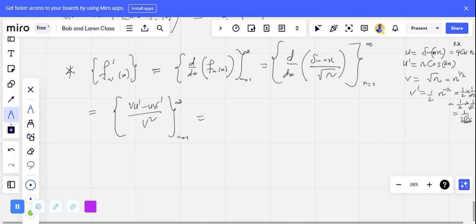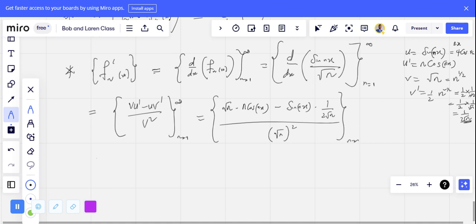So if I come straight to this expression here, I can go ahead and substitute. My v is root n, my u prime is n cos(nx). Then minus u, which is sin(nx), times v prime, which is simply 1 over 2 root n. Then this is divided by v squared, and v squared is the square root of n squared. You still have n starting from 1 to infinity.